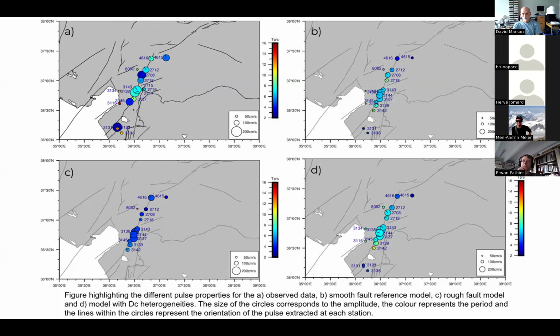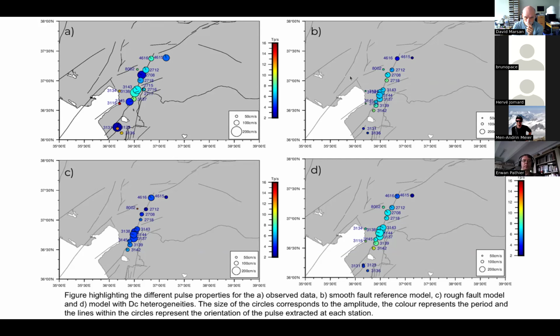So here I've now plotted my different simulations. This is the observational data that we saw before. This is the smooth model. This is including roughness. And this is including heterogeneous DC along the fault. Once again, the size of the circle, the color, and the lines represent the same thing: the amplitude, the pulse period and the orientation.